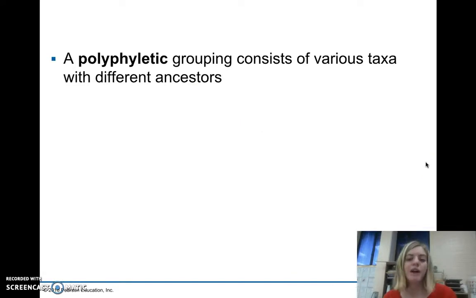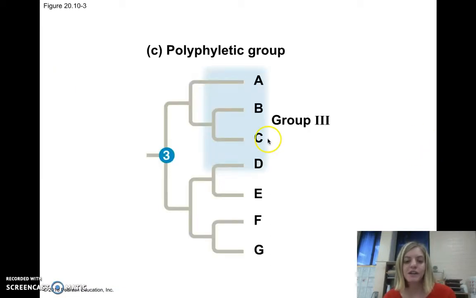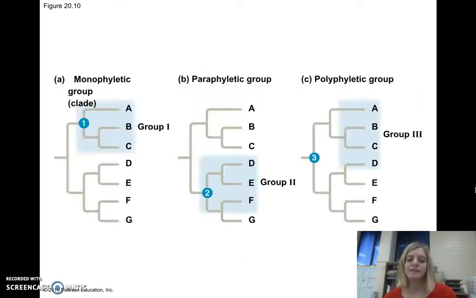And then finally, a polyphyletic group, poly meaning many, can consist of various taxa with different ancestors. So if we take a look here, we can see all of these different taxa in group 3 have various common ancestors, but not necessarily the most recent. So we see A, B, C, and D are all taxa that ultimately are related to this 3, but their most recent common ancestor is not group 3. So that's why they're not monophyletic.